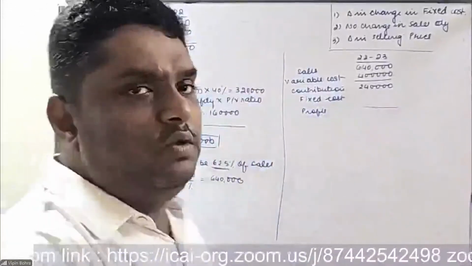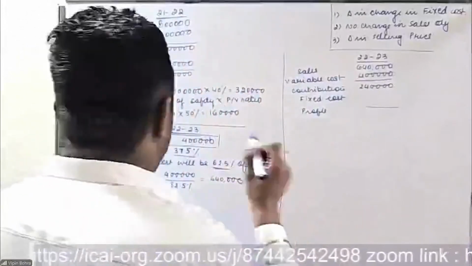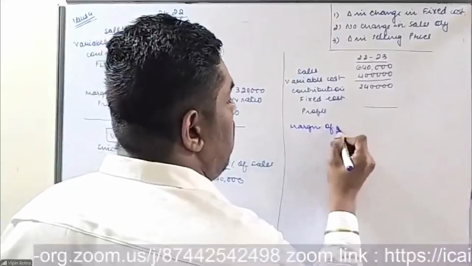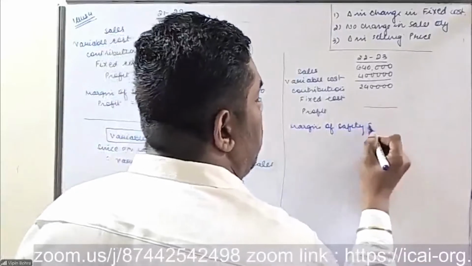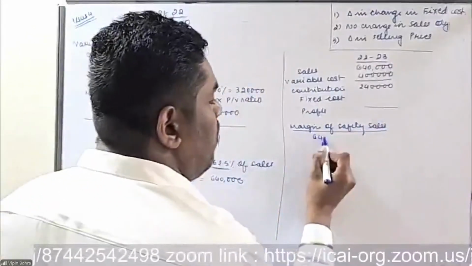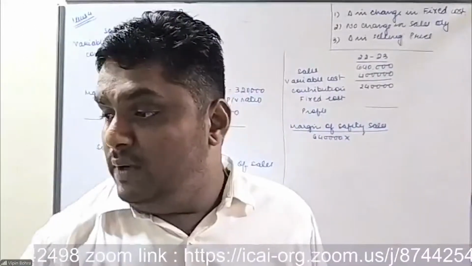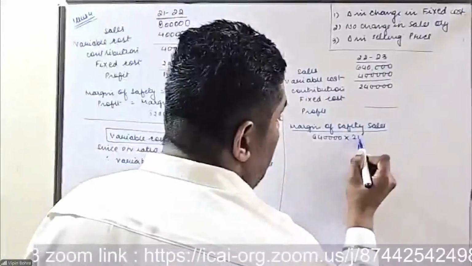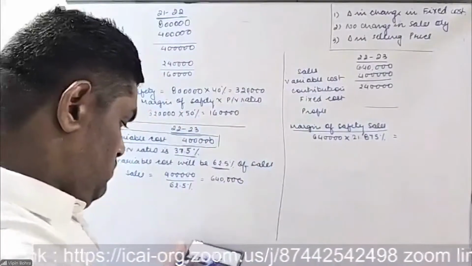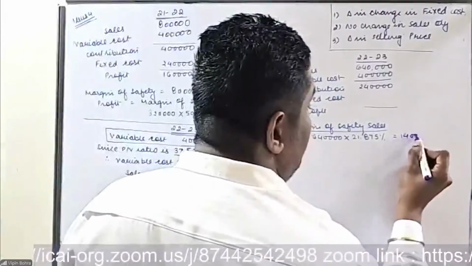So we have got the sales. So now we can easily calculate the margin of safety sales. It is 21.875%. So in a similar way, margin of safety sales will be 6,40,000 into 21.875%. So this will be 1,40,000.